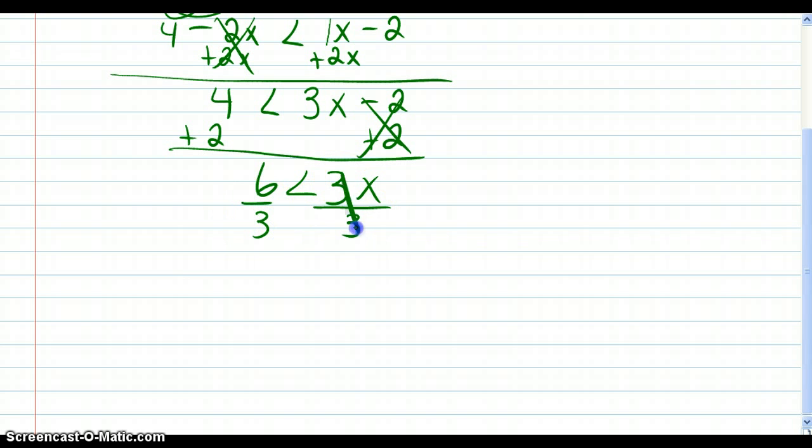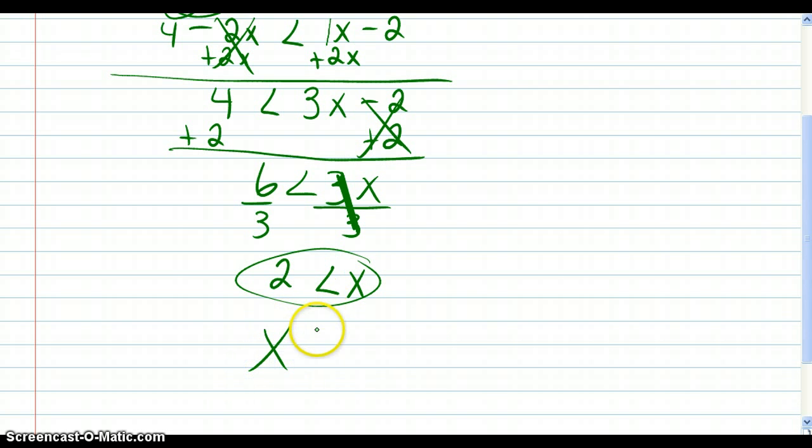This goes to a big 1, which leaves you x. Your symbol, 6 divided by 3 is 2. Now if you read this, it says 2 is less than x. But this is okay, it is. But we always have the x on the left hand side, so we're just going to rewrite it.